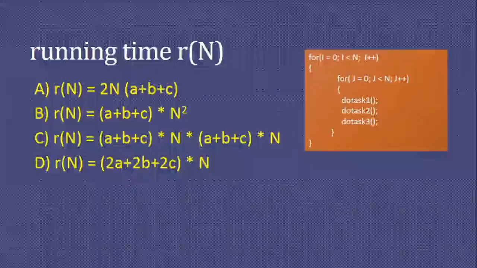So we are left with B. B is a plus b plus c into n square. a, b, c are the running times to do task 1, task 2 and task 3, so they will be done n square times. So we get R of n is equal to a plus b plus c into n square, which is the correct answer.